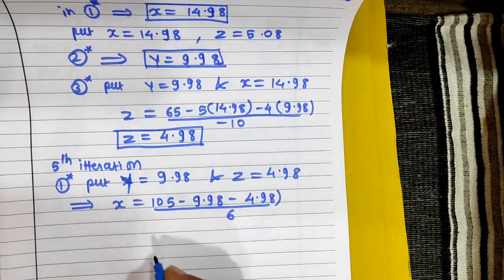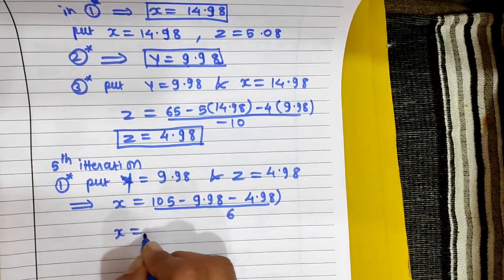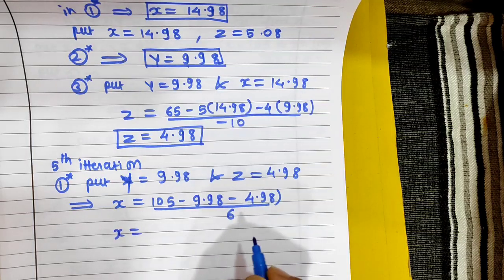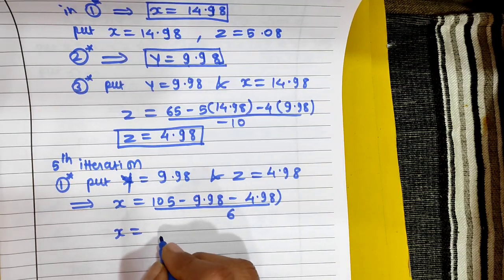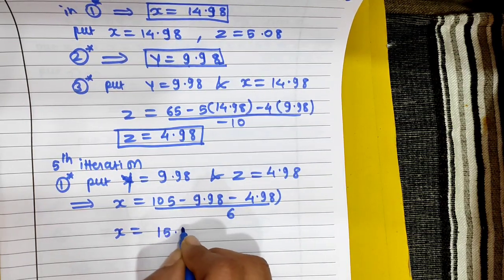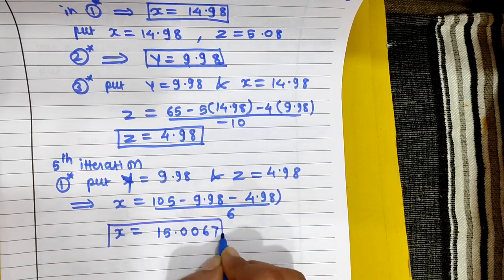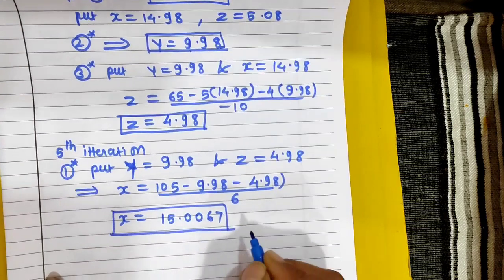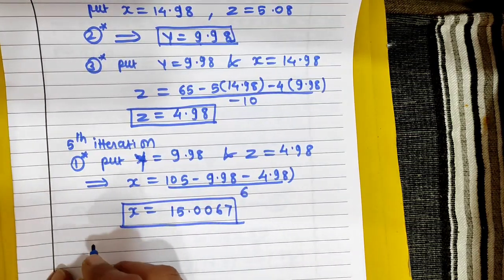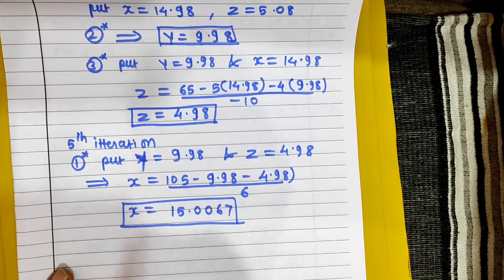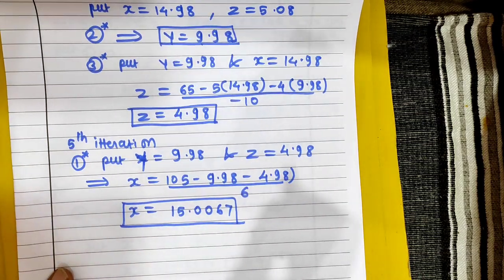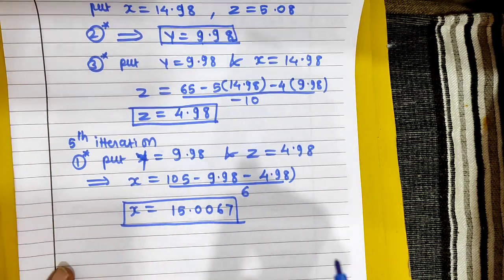Okay, so after using the calci and doing the calculation, we got the answer as 15.0067. Then this is the latest value of x. Now we want the value of y. From where can we get the value of y? From the second star equation.